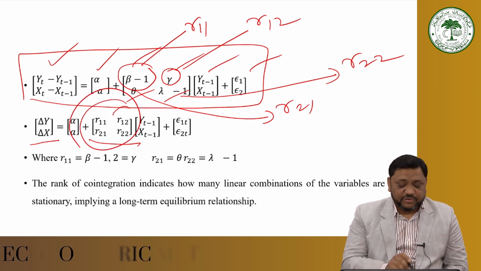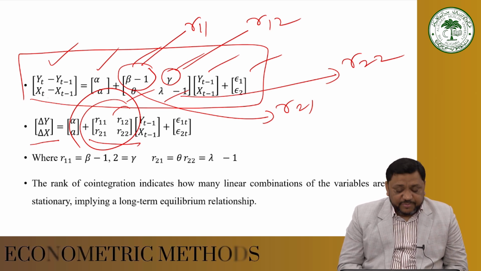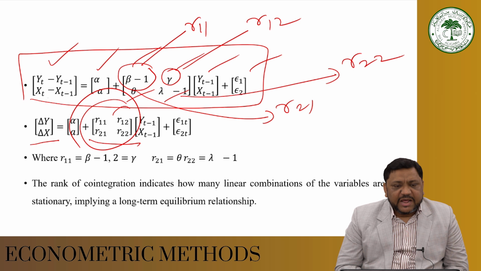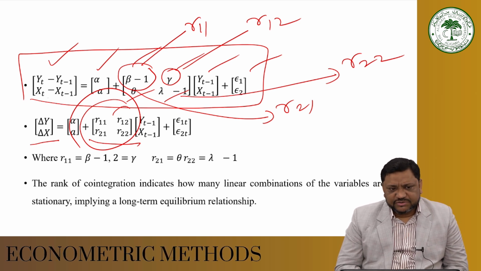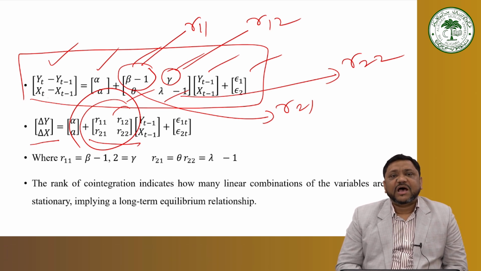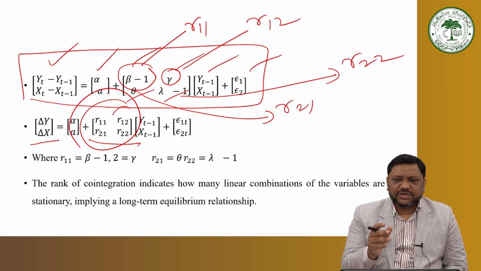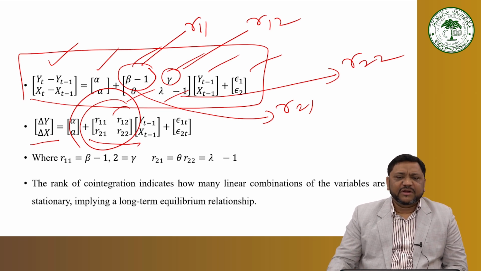Now here the cointegration will be decided by the rank of this matrix. The rank of cointegration indicates how many linear combinations of the variables are stationary, implying a long run relationship. So what is matrix rank? It is equal to the number of linearly independent rows and columns.